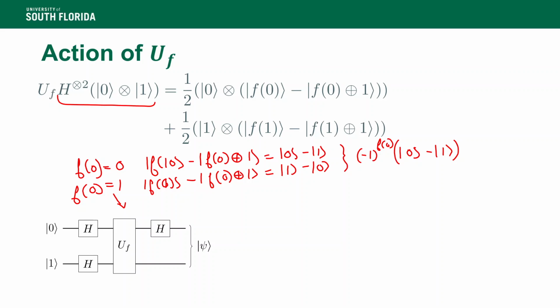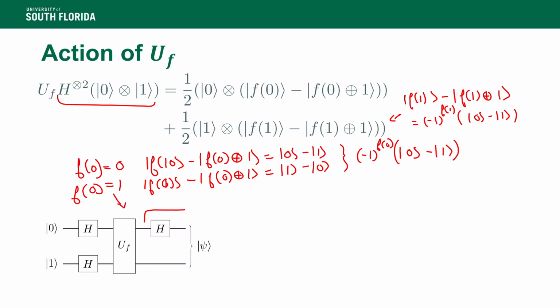And the same holds true for the other term. So this other term is going to be, so we're going to have that |f(1)> minus |f(1) XOR 1> should be equal to (-1)^f(1) times (|0> - |1>). So there is a good way here to simplify the state that we get.